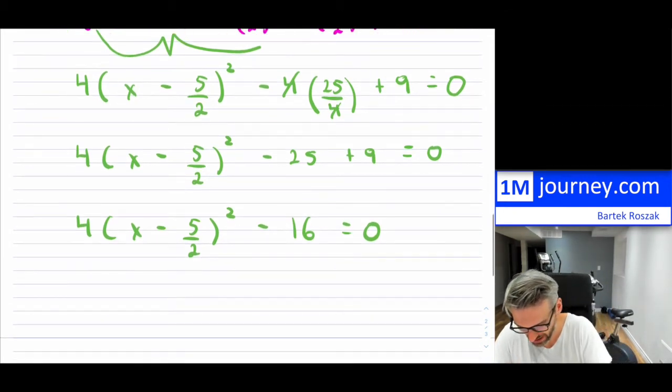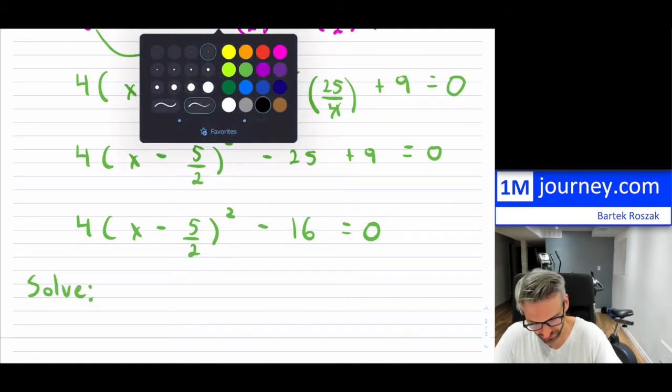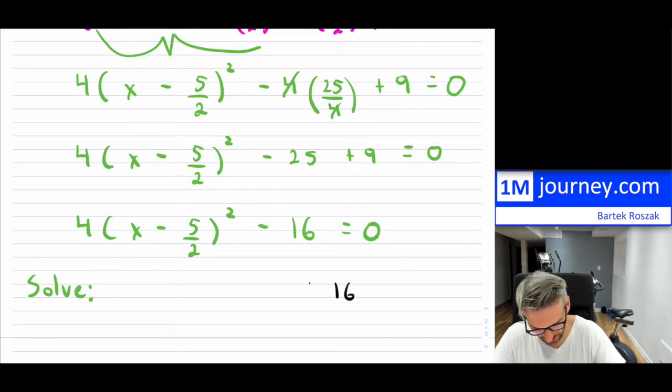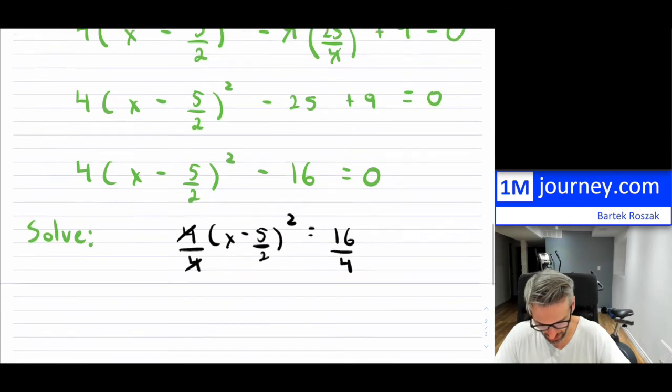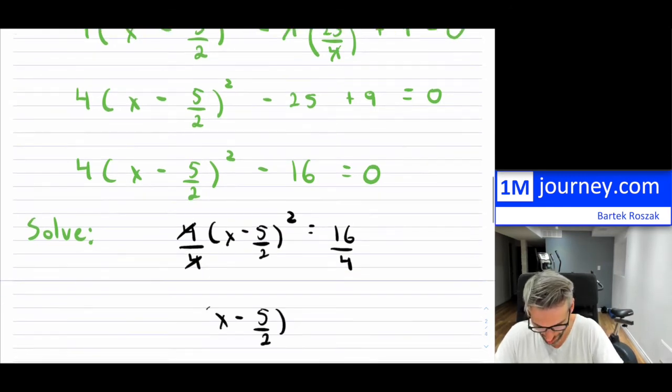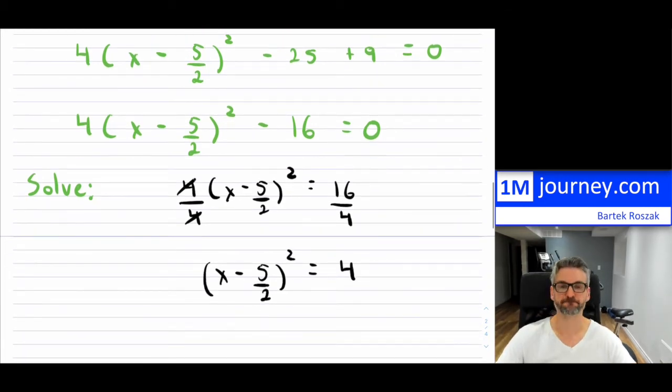So now we basically are going to solve. I'm going to bring this 16 over to the other side. I'm going to have 4 times (x minus 5 over 2) squared. Now we have this 4 in front of our brackets, so I'm going to divide both sides by 4. So that cancels out, and here I'm going to have x minus 5 over 2, squared, equal to 4.